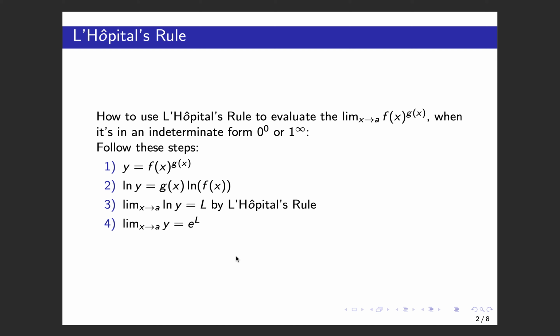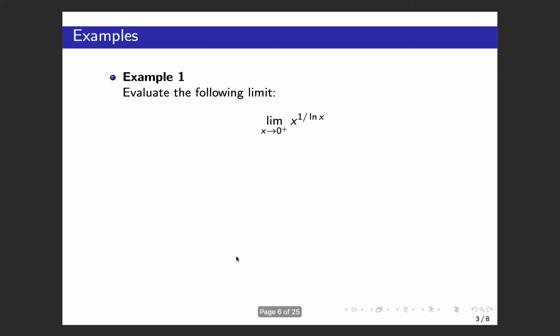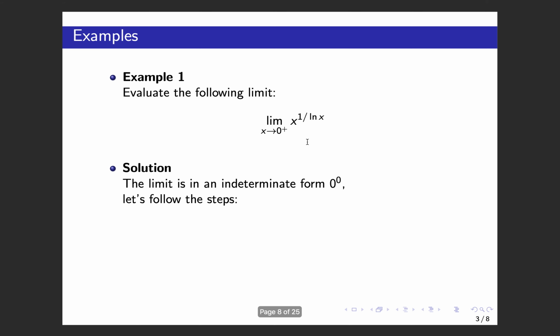So let's look at this in the following example. We want to evaluate the limit when x goes to 0 from the right side of this function, x to the 1 over ln x. As you can see, this function is well defined when we are close to 0 from the right side, and when x goes to 0 from the right side, you get a 0 to the 0th indeterminate form. So we can use the 4 steps.